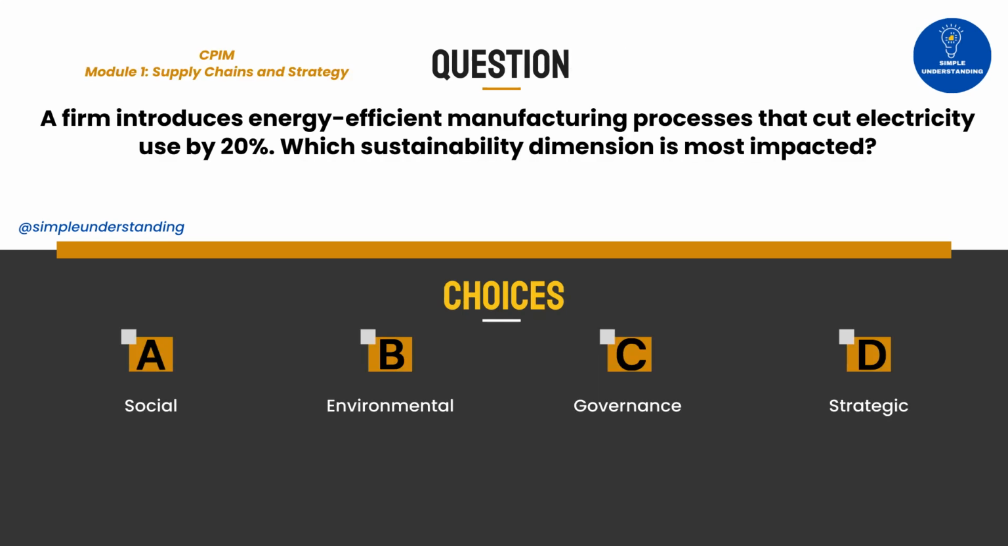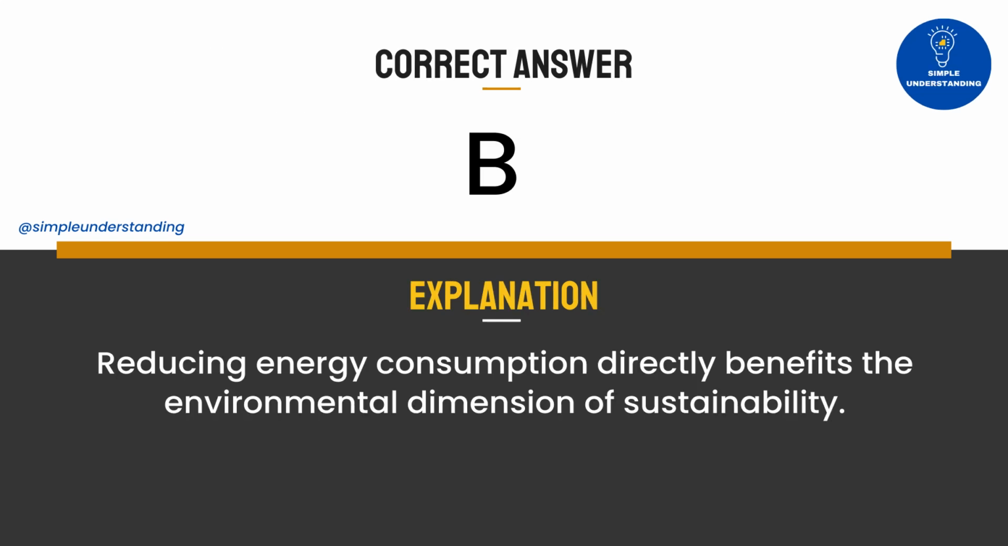Question 23. A firm introduces energy-efficient manufacturing processes that cut electricity use by 20%. Which sustainability dimension is most impacted? A. Social. B. Environmental. C. Governance. D. Strategic. Correct answer, B. Explanation. Reducing energy consumption directly benefits the environmental dimension of sustainability.